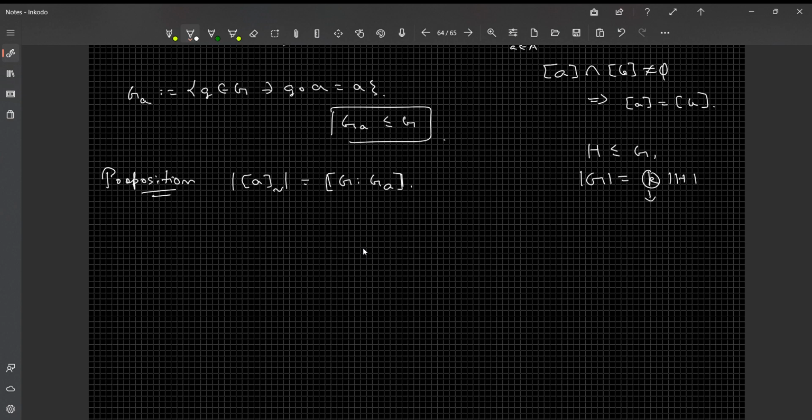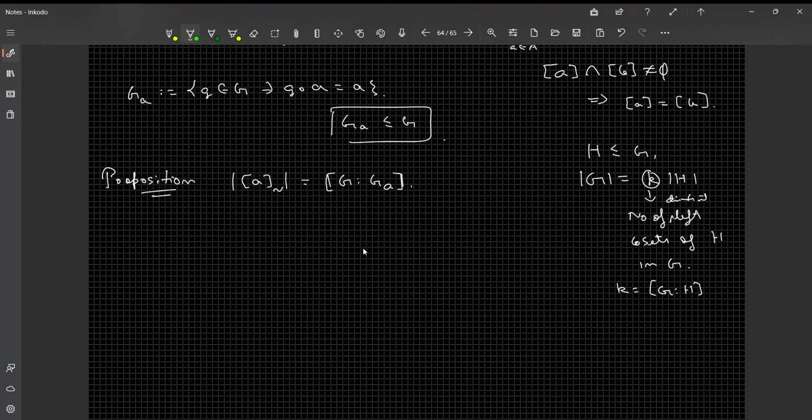And K represents the number of distinct left cosets of H in G, right? And we represent this K as the index of H in G. So the index of the stabilizer GA in G basically means the number of possible distinct left cosets of GA in G. Okay, let's start to prove this.